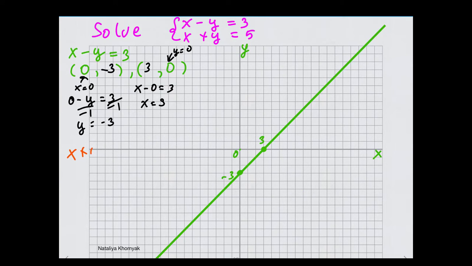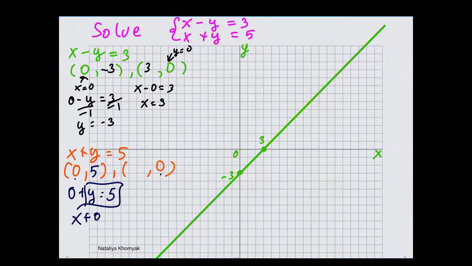I'm going to graph x plus y equals 5 in orange. Once again, I'm going to use intercepts. The y-intercept happens when x is equal to 0, and the x-intercept happens when y is equal to 0. So I'm going to plug x equals 0 into the equation. So 0 plus y equals 5. That's the first point. And I'm going to plug in 0 instead of y for the second one. So we have x plus 0 equals 5, so x is also equal to 5.